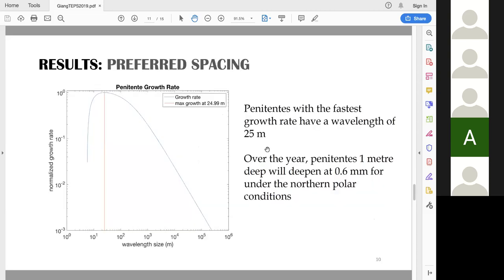So let's look at the preferred spacing. Here you can see our test wavelength sizes from meters to tens of kilometers. The fastest growth rate occurs at 25 meters. So for a penitente with a wavelength of 25 meters, or a spacing of 25 meters, a meter-deep penitente will deepen at only 0.6 millimeters under the northern polar conditions. We use the northern polar conditions because it's the most likely spot for us to host penitentes.